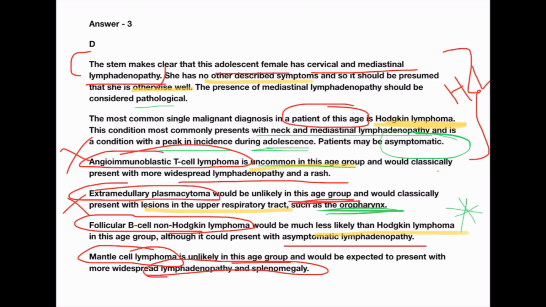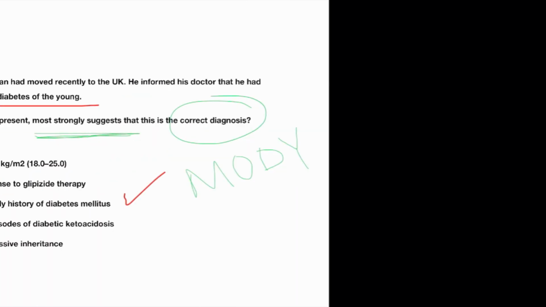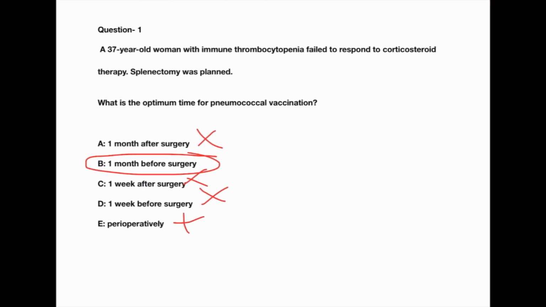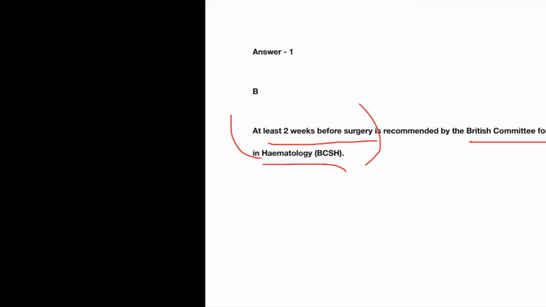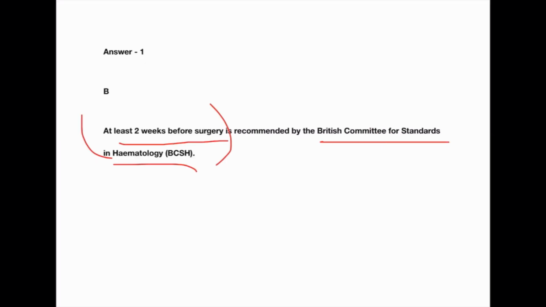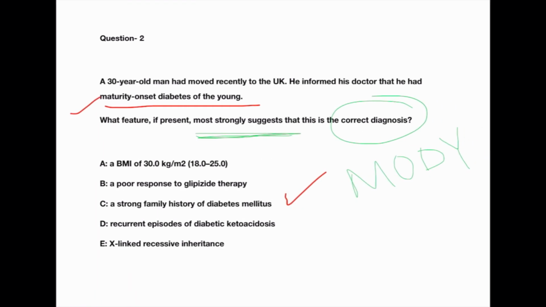So that was today's discussion. First we had a question from hematology: when do we give pneumococcal vaccination if a splenectomy was planned for a patient with immune thrombocytopenia or some other thrombocytopenic causes. The recommended time period is at least 2 weeks before the surgery.